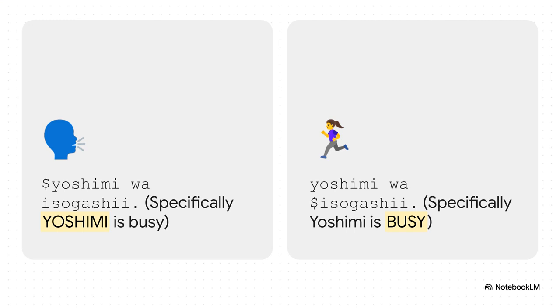So check this out. On the screen are two sentences. They have the exact same words, "Yoshimi wa isogashi." The only difference, marked by that $ sign, is where the stress falls. If you stress Yoshimi, you get a contrastive meaning. Yoshimi is busy, implying someone else isn't. But if you stress isogashi, you're just focusing on the state of being busy. How can a formal system possibly account for that?